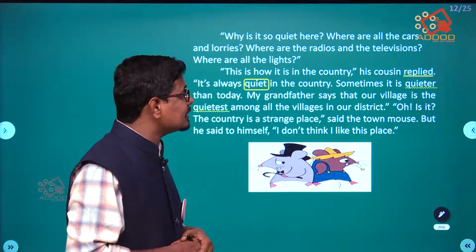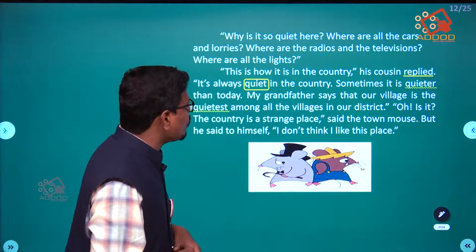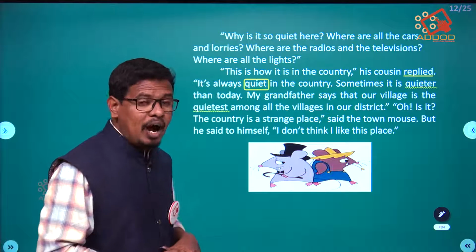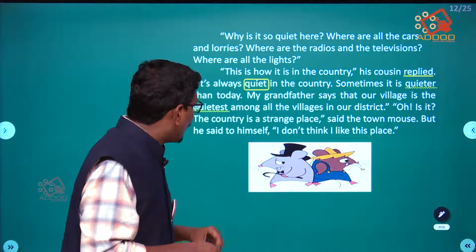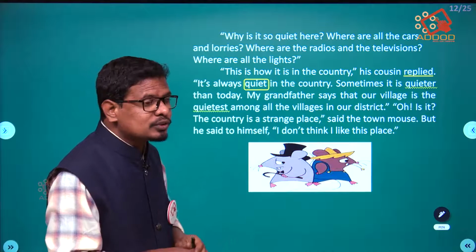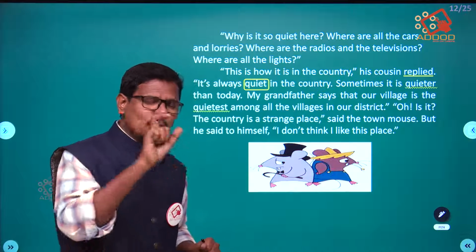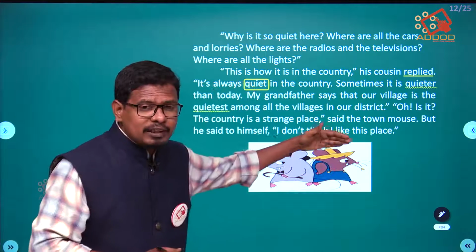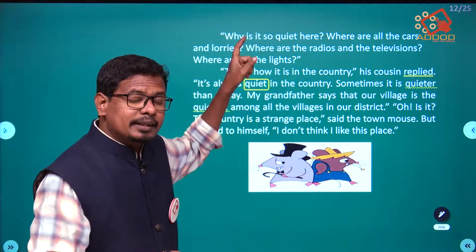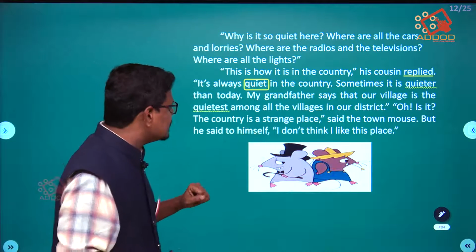This is how it is in the country, his cousin replied. It's always quiet in the country. Sometimes it is quieter than today. My grandfather says that our village is the quietest among all the villages in our district. So he says it's quiet in the village, in the countryside. The country mouse explains that its grandfather said that their village was the quietest village in the district.